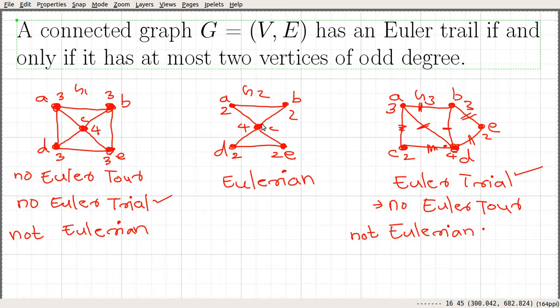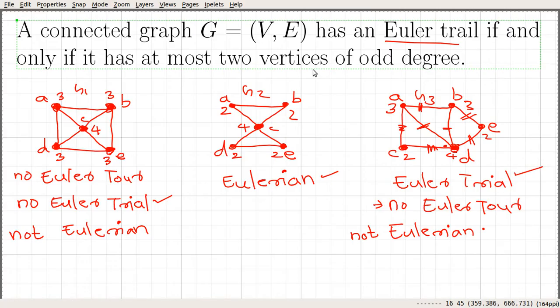So in this case we have 0 vertices of odd degree. Again, if you believe in this theorem, then it must have an Euler trail, and we saw that this graph is an Eulerian graph. It does have an Euler trail. So I think for this example this theorem works. Let's go and prove the general case.